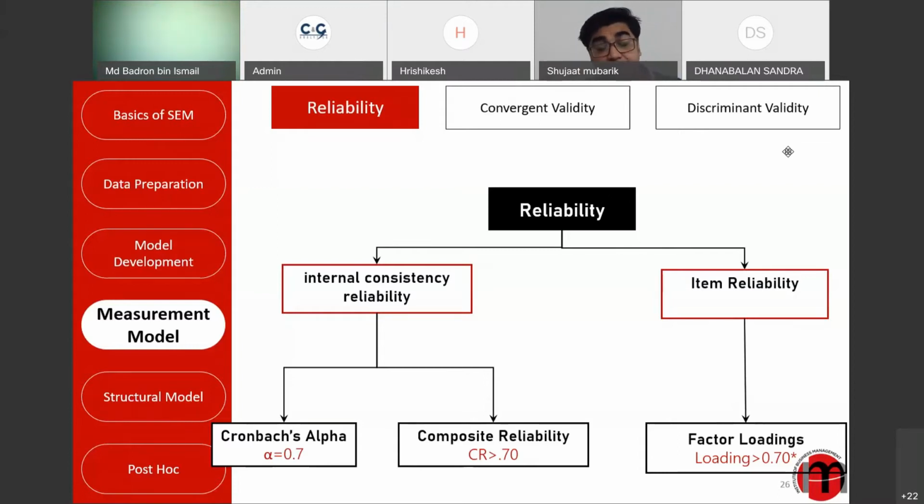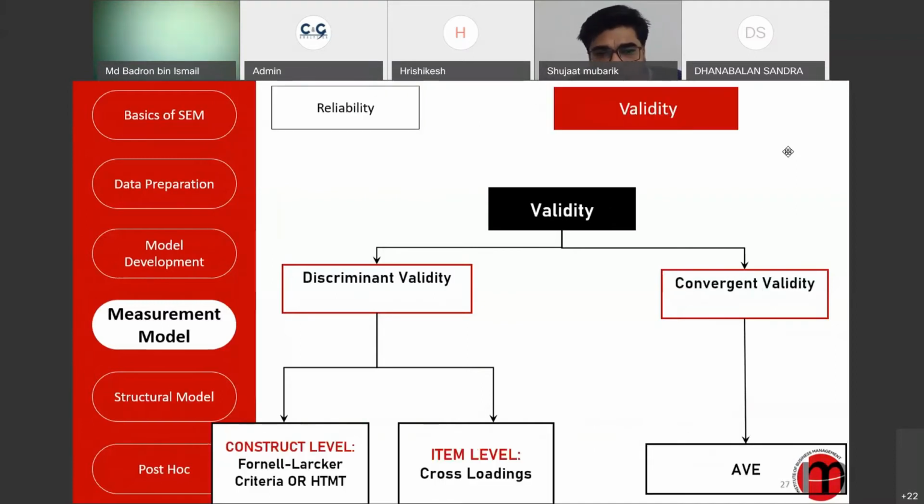For example, if we have one independent variable, one dependent variable, and one mediator, once we run SmartPLS, we have to find the CB alpha for all three variables, the composite reliability for all three variables, and the factor loadings of every item of all three variables. This information needs to be extracted from SmartPLS in order to check the reliability. Then there is validity, with the same representation: discriminant and convergent validity.